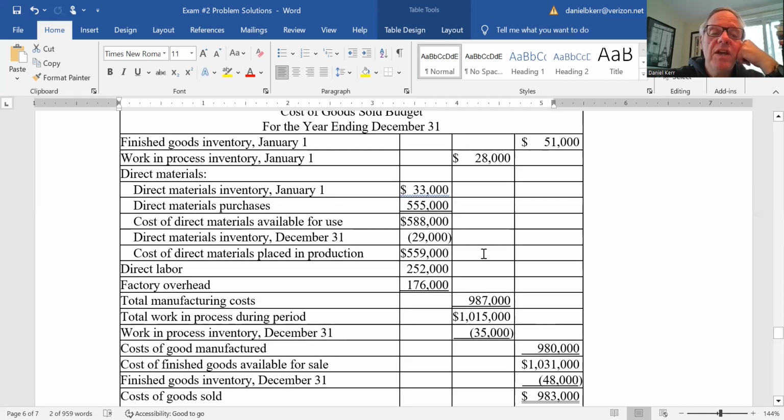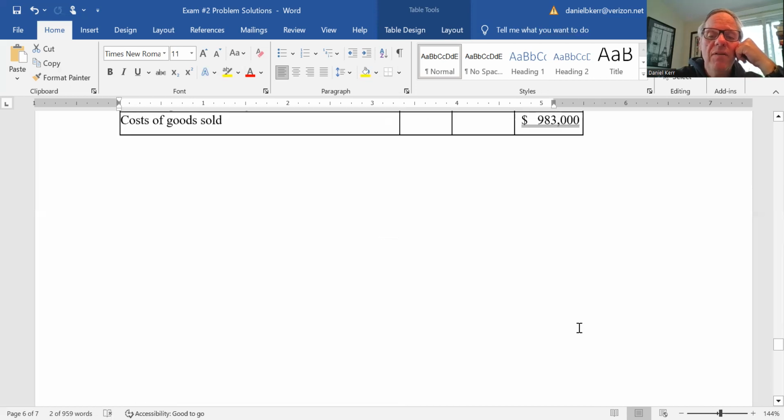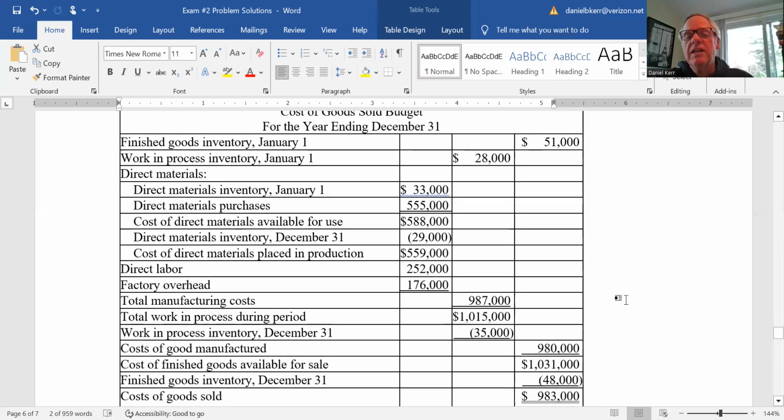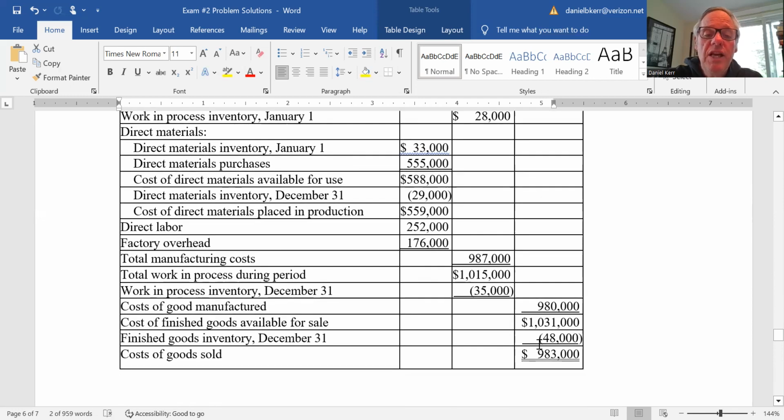But to get that, you had to figure out how much materials were used, how much labor was used, how much manufacturing, factory overhead was used. That gave you your total manufacturing cost this period. You had to add that to beginning work in process, subtract out ending work in process, and that gave you the cost of goods manufactured. Where people made errors here was basically in the adding and subtracting. Some of you, when it came to work in process ending inventory, or finished goods ending inventory, rather than subtracting, you added.